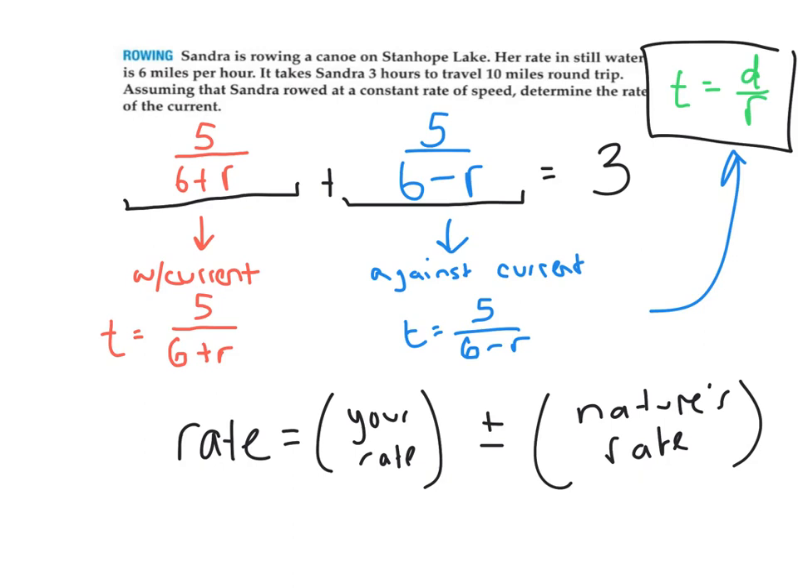It's not going to make a big deal when you're working with current or you're working with wind, but when you're going against current or against the wind speed, it's very important that you have your rate first minus nature's rate.